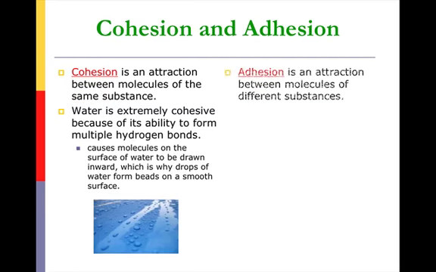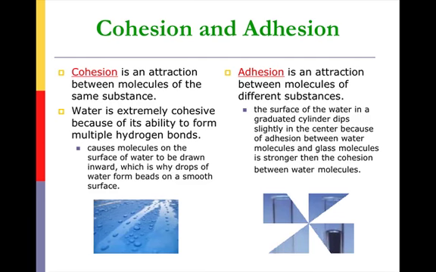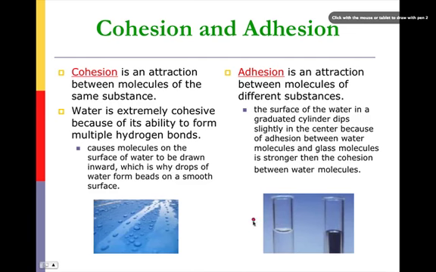The other one is adhesion. Adhesion is an attraction between molecules of a different substance. An example of adhesion would be when we look at things in a graduated cylinder and we're trying to read the meniscus. The surface of water in a graduated cylinder, if you look at the graduated cylinder here, dips ever so slightly. That's because on this particular side of the graduated cylinder, the water is more attracted to the glass than it is to itself, which means it pulls the water upwards in this direction. And that's why we have this dip.